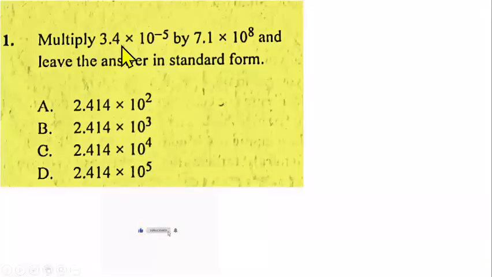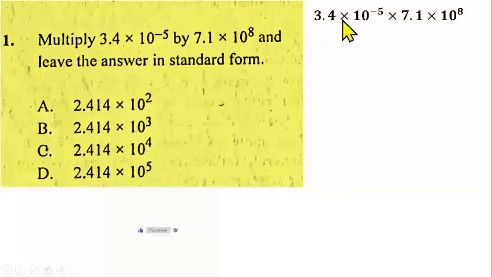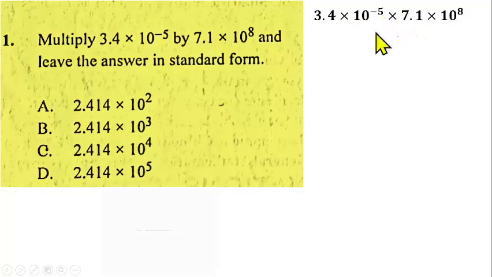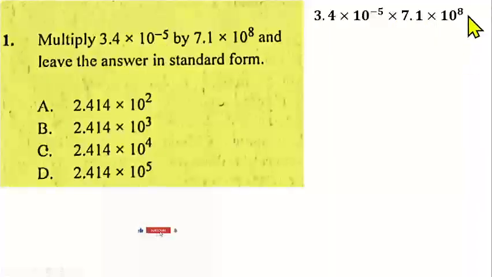But what if this question is given in an examination where you don't have access to a calculator? How do you go about it? So we are going to be showing you the step-by-step solution to this question number 1. The first thing is we have 3.4 times 10 raised to the power minus 5 multiplied by 7.1 times 10 raised to the power 8.